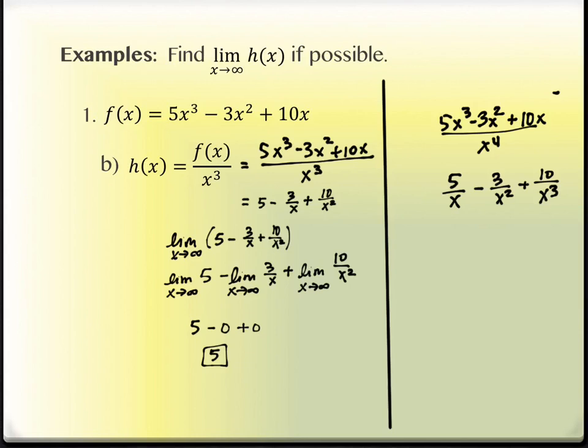And then the last one that I just sort of threw in here talks about what happens when the exponent on the bottom is bigger, right? On this one, I have an exponent of 3 on top and an exponent of 4 on the bottom.